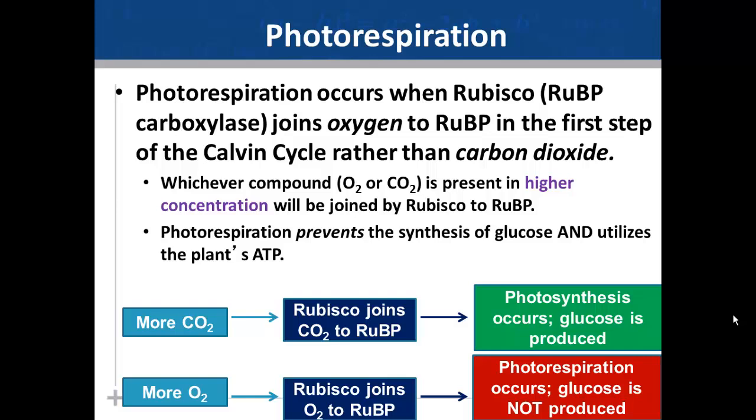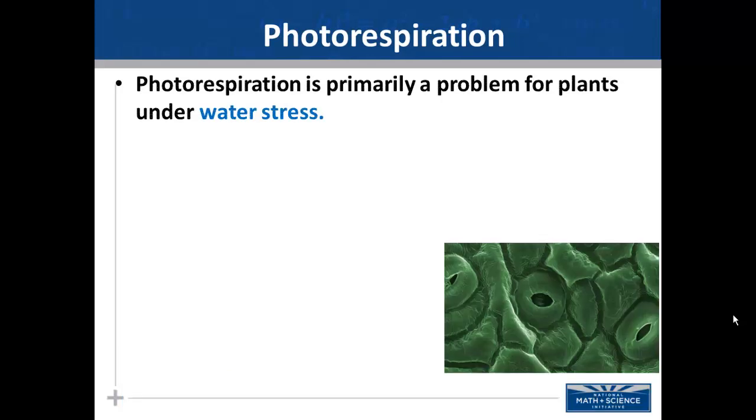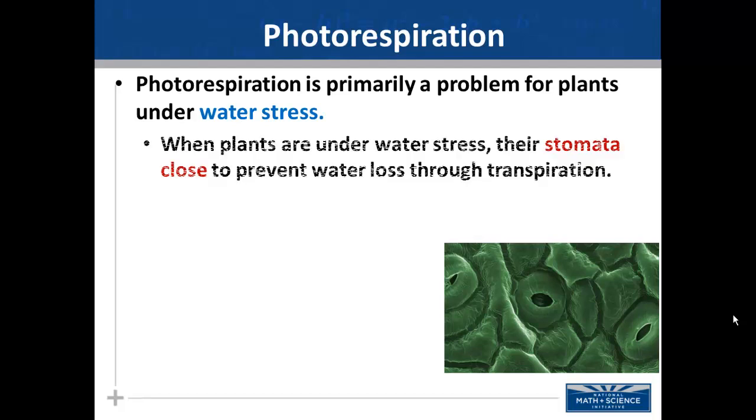So, photorespiration, why would it be a problem? It's going to be a problem when there's too much oxygen in the environment, and that's not something we're used to talking about. So photorespiration is mostly a problem for plants who are under water stress. Water stress being they're concerned, essentially, or their cells may not have enough water. Okay? When plants are under water stress, they close their stomata to prevent water loss through transpiration.